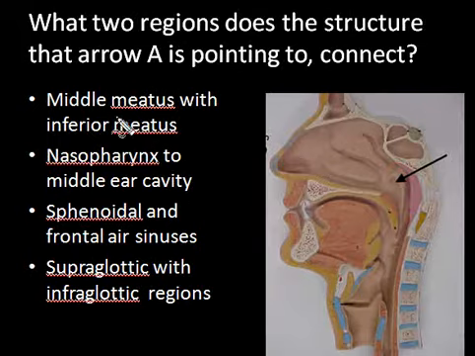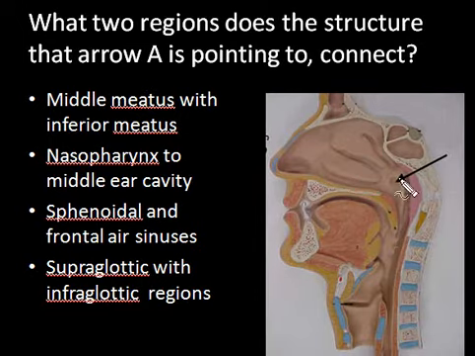The first choice is middle meatus with inferior meatus. This is the middle meatus, and this is the inferior meatus. This opening here is not connecting these two. The middle meatus, the inferior meatus and the superior meatus all connect with each other in the nasopharynx. So that's not the right answer.